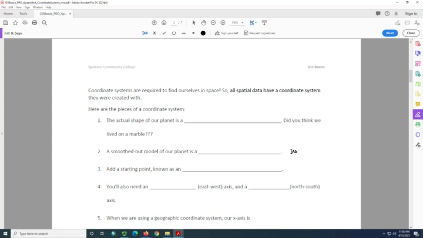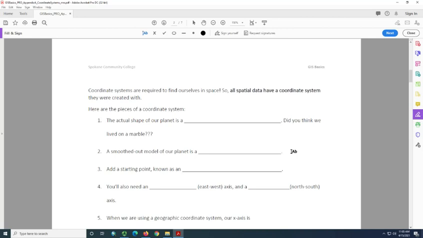All spatial data are created with a coordinate system, whether you collect it in a GPS, whether you collect it on a Venza, whether you're putting points on a map. There's a coordinate system behind that, and that coordinate system is going to have an origin, axes, and units of measurement. Okay, so let's talk about some of the pieces of a coordinate system when it's dealing with our Earth.